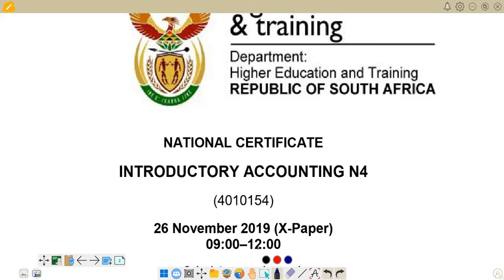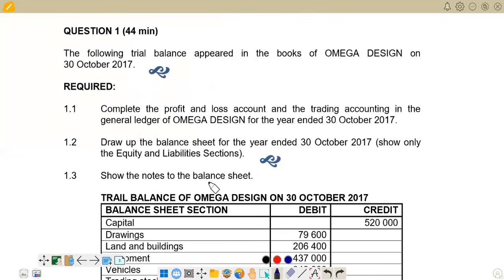Today, we want to look at the question paper of November 2019, and we are going to look at the first question on that question paper. The question requires us to prepare the trading account and the profit and loss account. So this is our question one, and we are only going to look at the first part, that is 1.1.